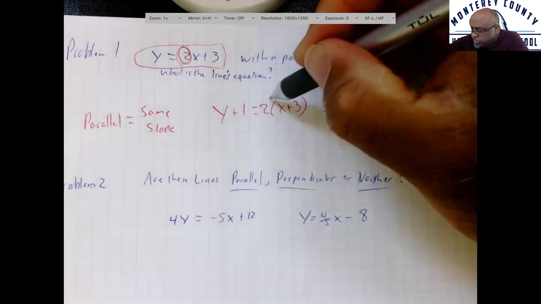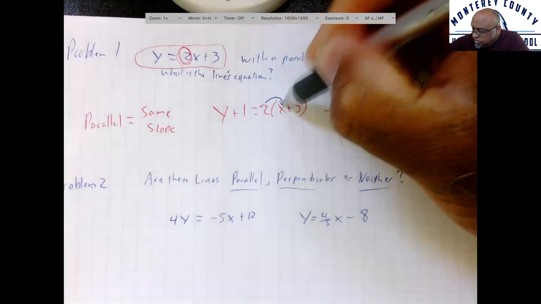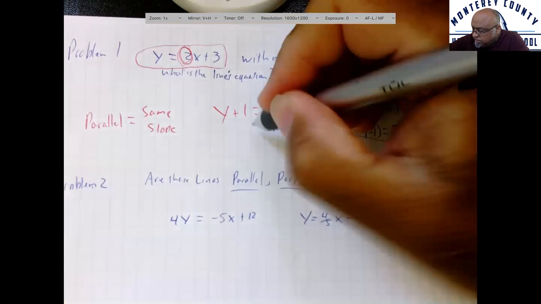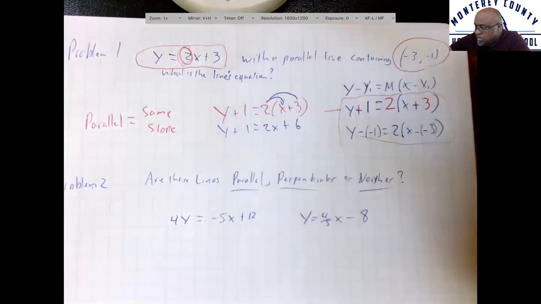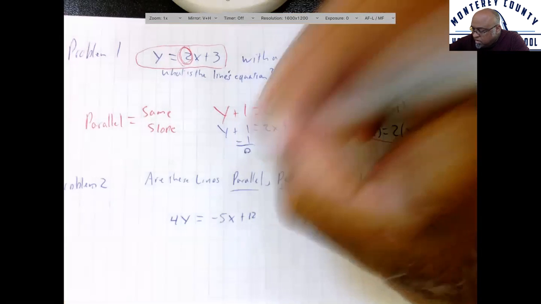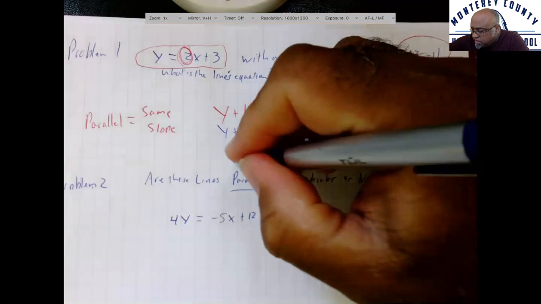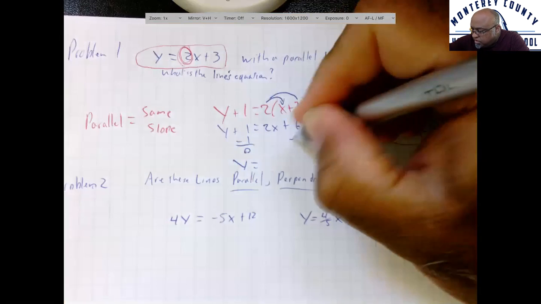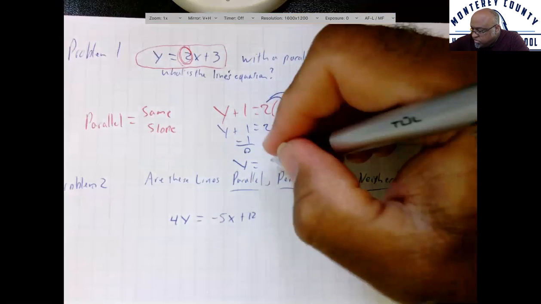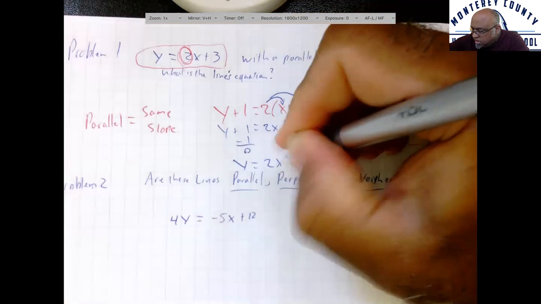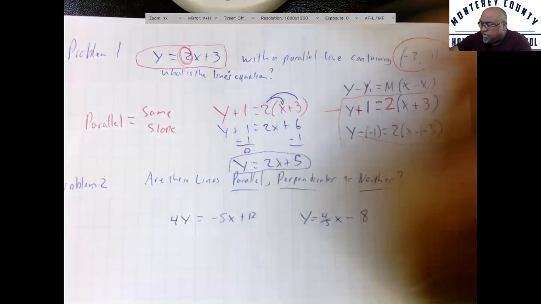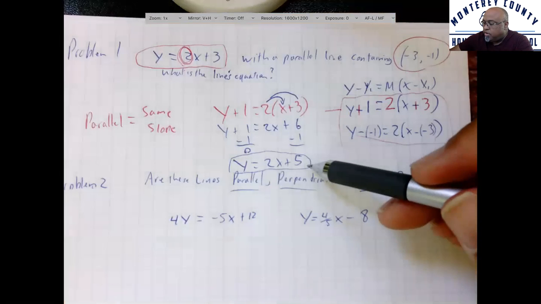So I'll do that. First I'll distribute. 2 times x is 2x. 2 times 3 is 6. Y is still not isolated, so let me subtract 1. Now it's isolated, but I have to do it to both sides. So I have 2x plus 5. Y is equal to 2x plus 5. And there's my equation in slope-intercept form.